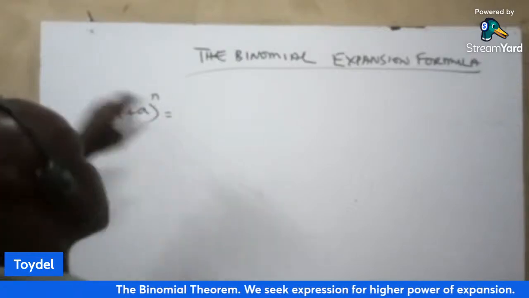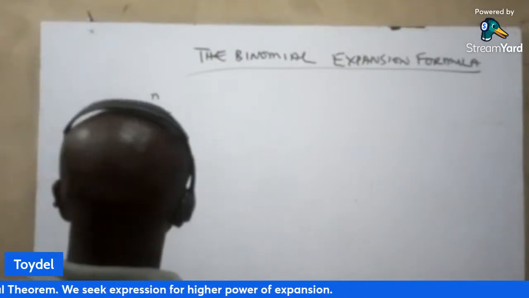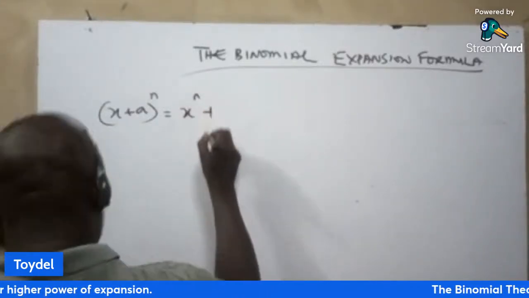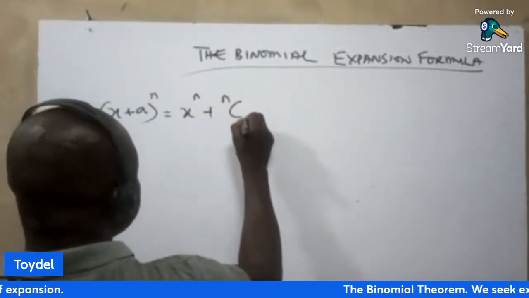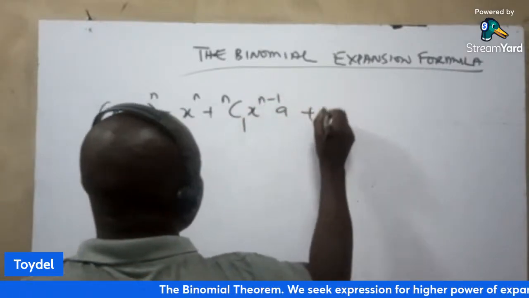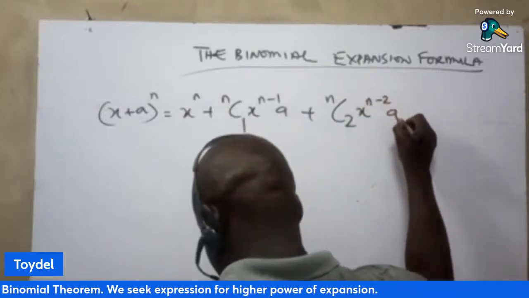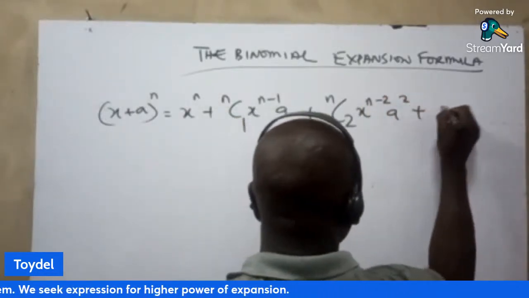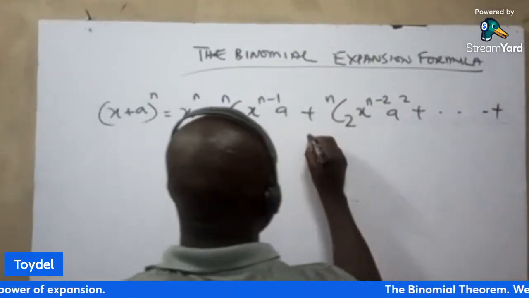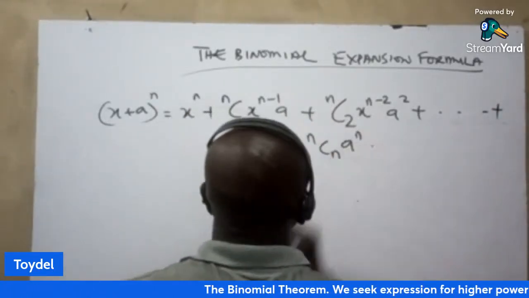Once it is negative or fractional, we cannot use Pascal's triangle. But if we have it in this form, then this is going to give us x raised to power n plus n combination 1, x raised to power n minus 1 a, plus n combination 2, x raised to power n minus 2 a squared, in that order. At the end of the day, we are going to have plus n combination n a raised to power n. This is what you have.